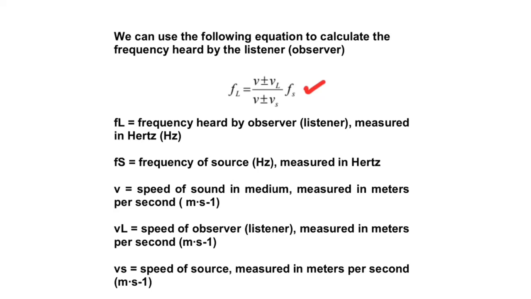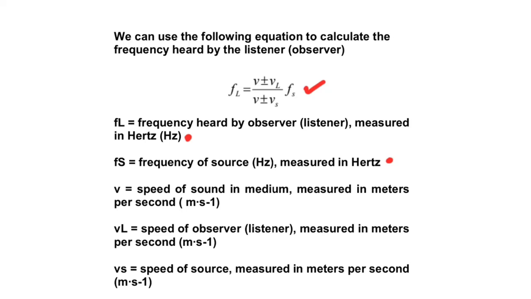And then on the other hand, we have Fs. Fs is the frequency of the source, the frequency that is emitted by the source. It is also measured in Hertz. And then we have V. V is the speed of sound in the medium and it is measured in meters per second. Usually, we're talking about the speed of sound in air, which is about 340 meters per second. It will depend on what the question says.